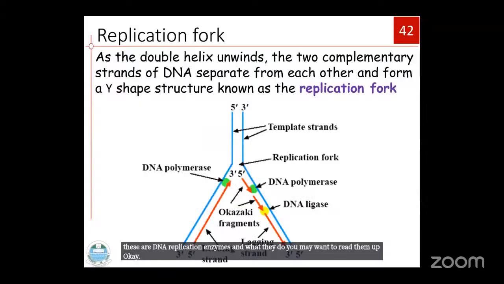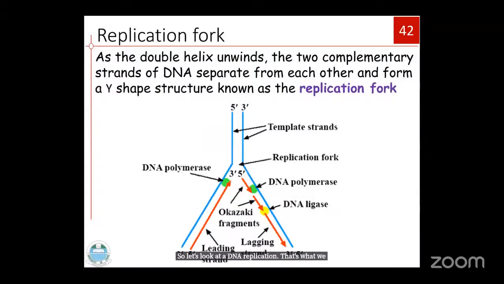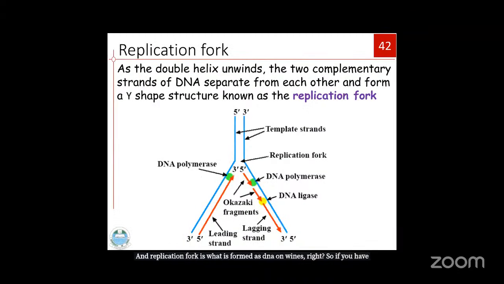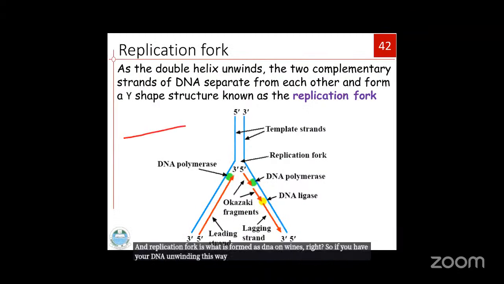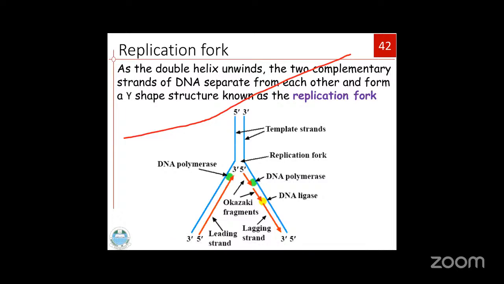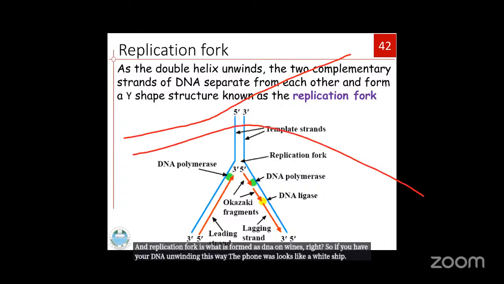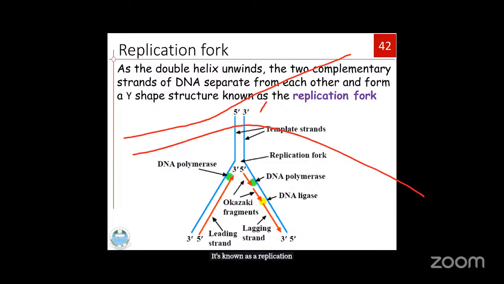Okay, so let's look at DNA replication. There is what we know as a replication fork, right? And the replication fork is what is formed as DNA unwinds. So if you have your DNA unwinding this way, they form what looks like a Y shape, known as a replication fork. So this here is the replication fork.